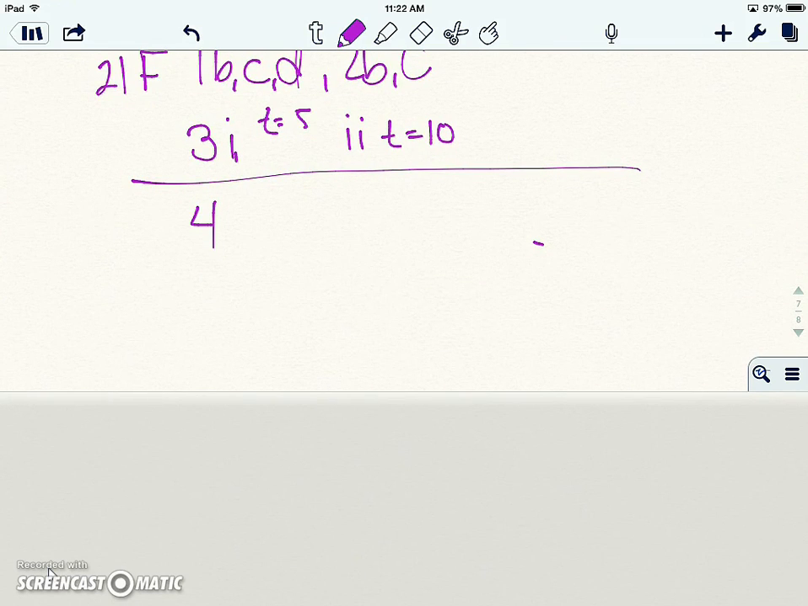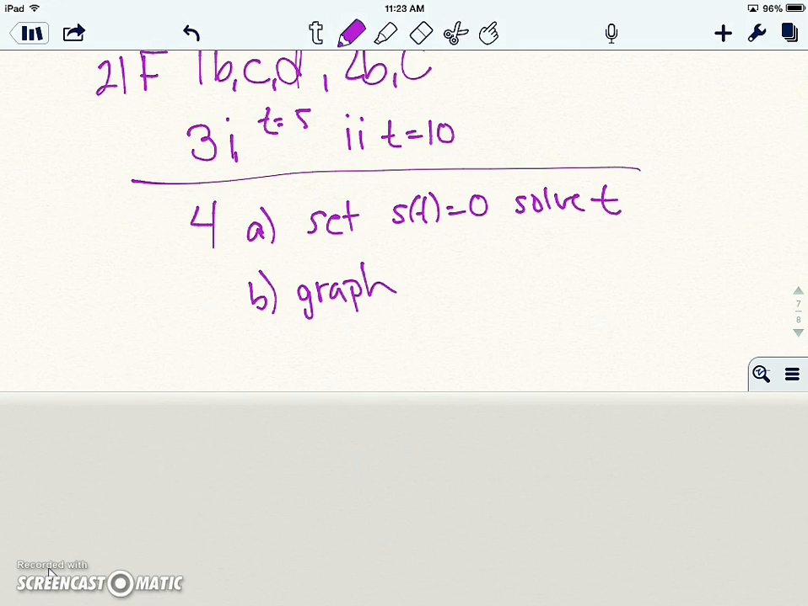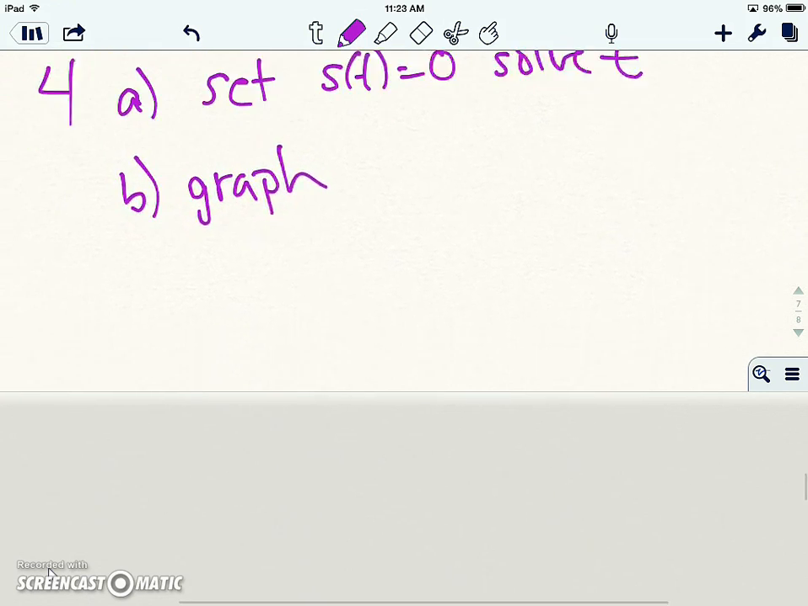For 4A, set the equation equal to 0 to solve. So set the S of t equation equal to 0 and solve for t. You may have to factor or use the quadratic formula. For B, use your calculator and sketch a graph. All right? And leave it at that. If you can answer the question from the graph, great, but if not, just sketch the graph.